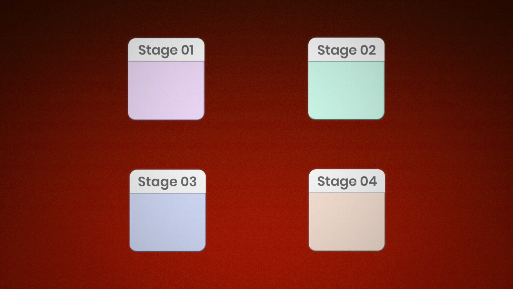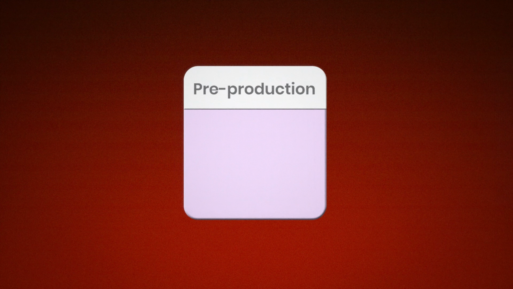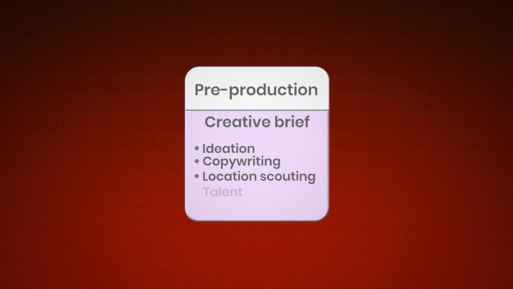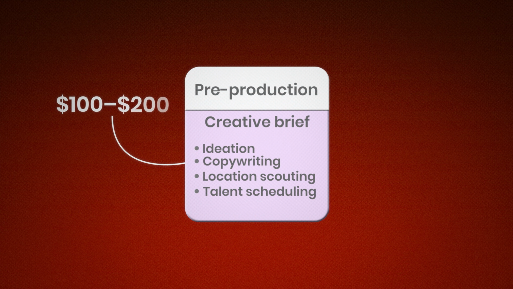Most advertisers don't think about creative this way, but every concept you launch is a real capital decision. Let me break down what one concept actually costs us. We split production into 4 stages. Stage 1 is pre-production. That's the creative brief, which includes ideation, copywriting, location scouting, talent scheduling. Depending on who's involved, that's anywhere from $100 to $200.